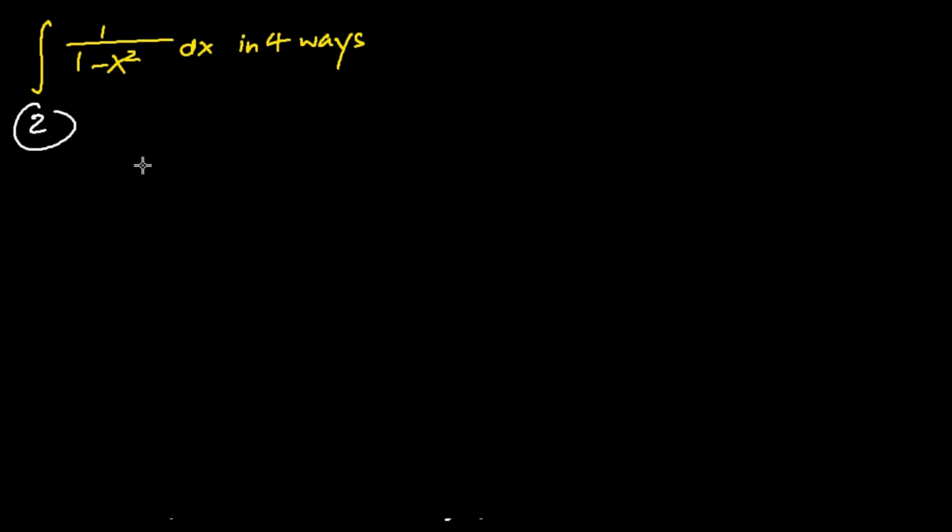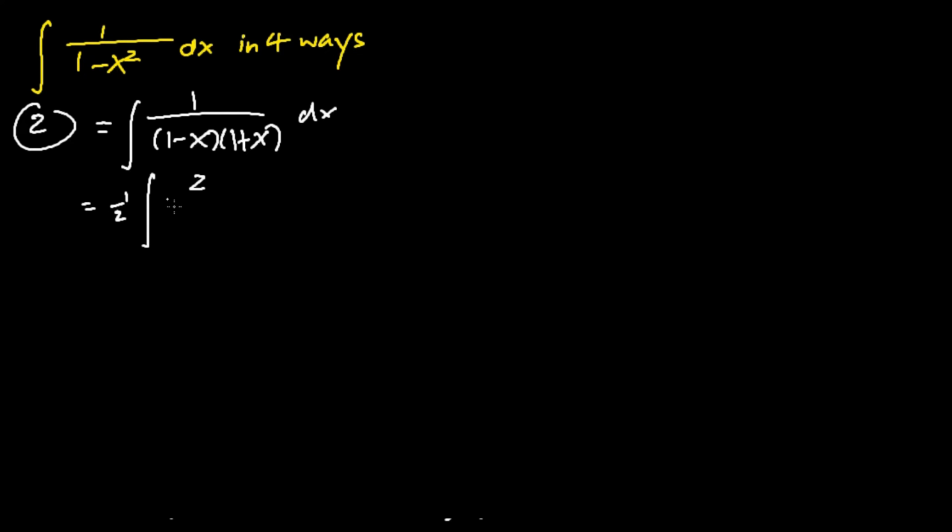The second way of solving this problem is very similar to the first way, just that we do not use the partial fraction decomposition method. For the first step, we are going to split the denominator up into 1 minus x, 1 plus x. And then the next step, outside the integral, we will multiply by half, and within the integral, I will multiply by 2.